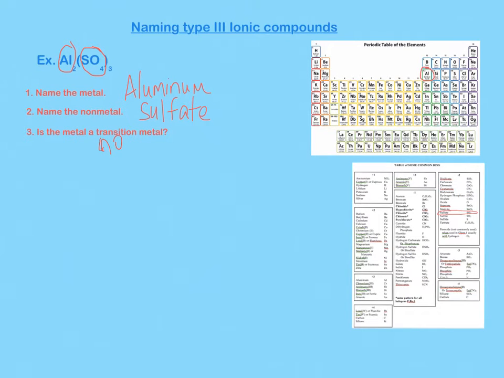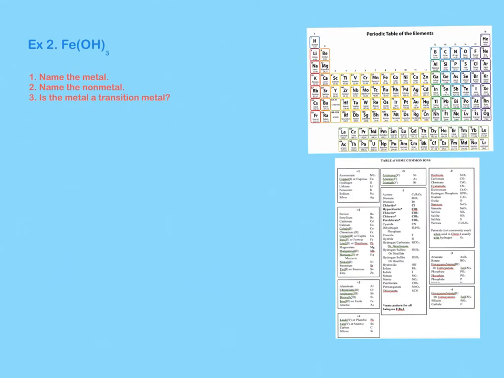So all I would do then is just name the metal and the nonmetal. So this compound would be named aluminum sulfate. You notice there is no Roman numeral because aluminum is not a transition metal. For our second example, we have Fe(OH)3.